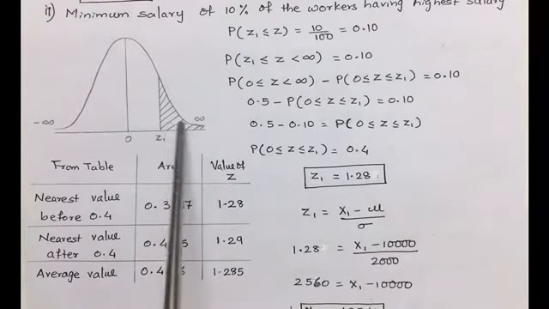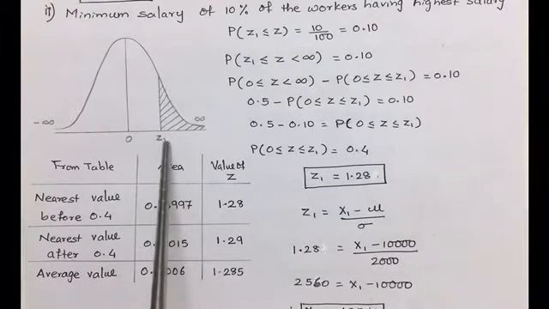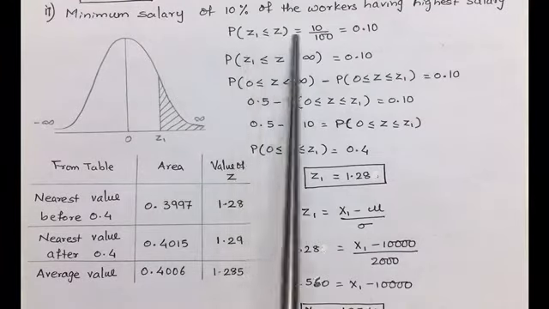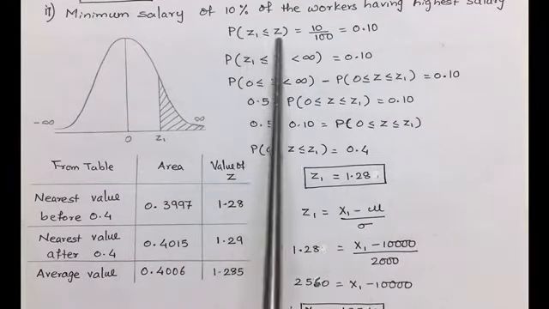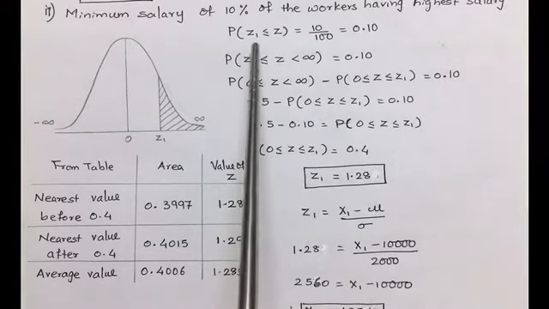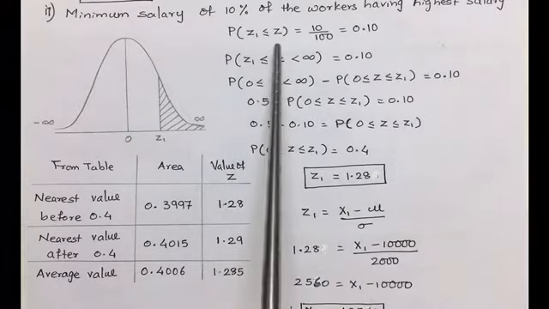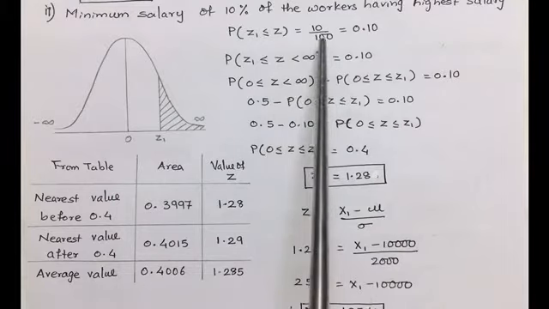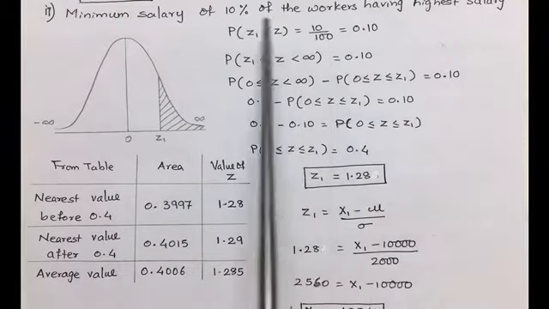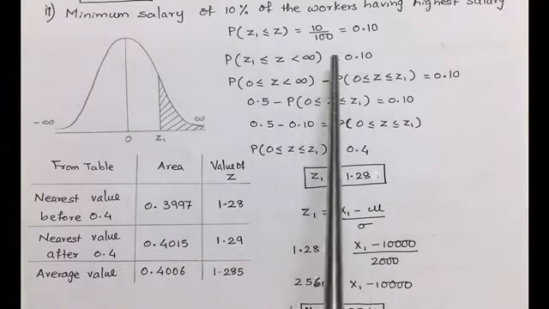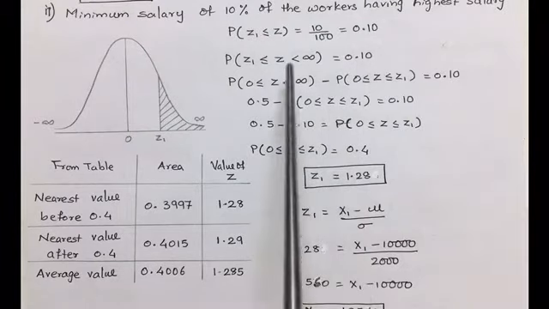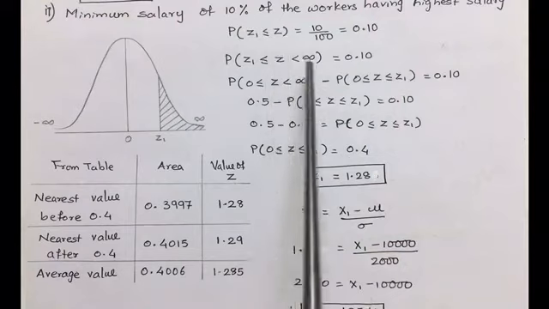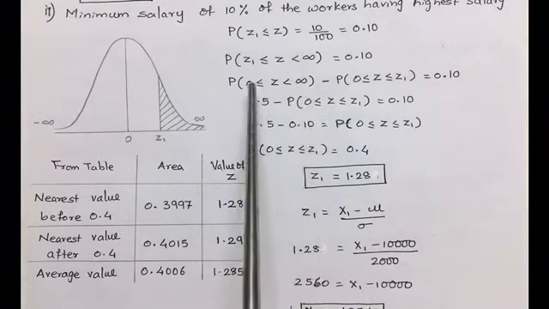Now the shaded area is towards the right of Z1. So while making the probability, Z will lie towards the right of Z1. So Z1 is less than or equal to Z. That is being taken as 10%. So 10 divided by 100 becomes 0.10. As the right limit is missing, we'll add positive infinity.